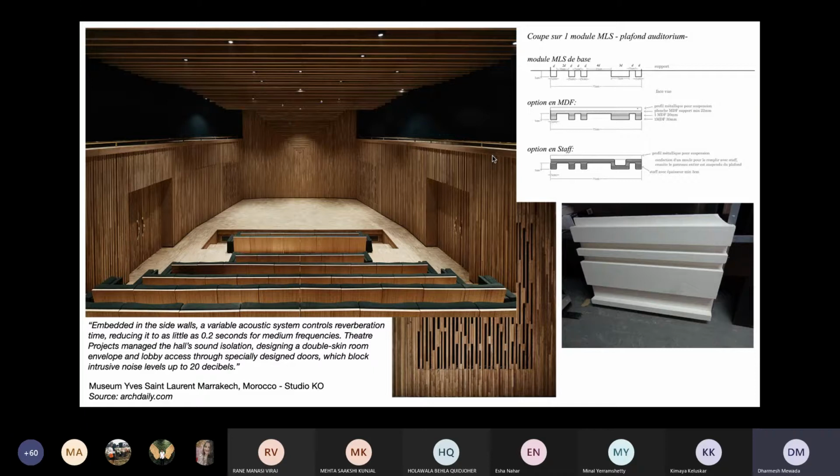And they have a system of control wherein the reverberation time, doing the calculation, is as little as 0.2 seconds, which is good enough. And they've managed to isolate sound with a double skin room envelope. So that's how, again, they've achieved insulation in some part. And whenever we design an auditorium, even if it's a fan shape or a square or rectilinear, we leave offsets, and we need to leave an option for insulation.